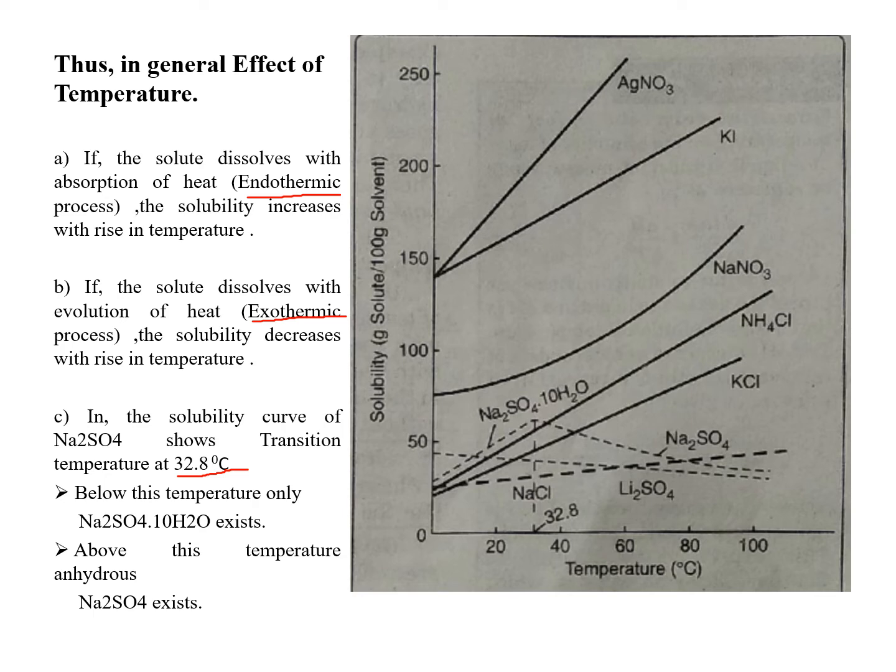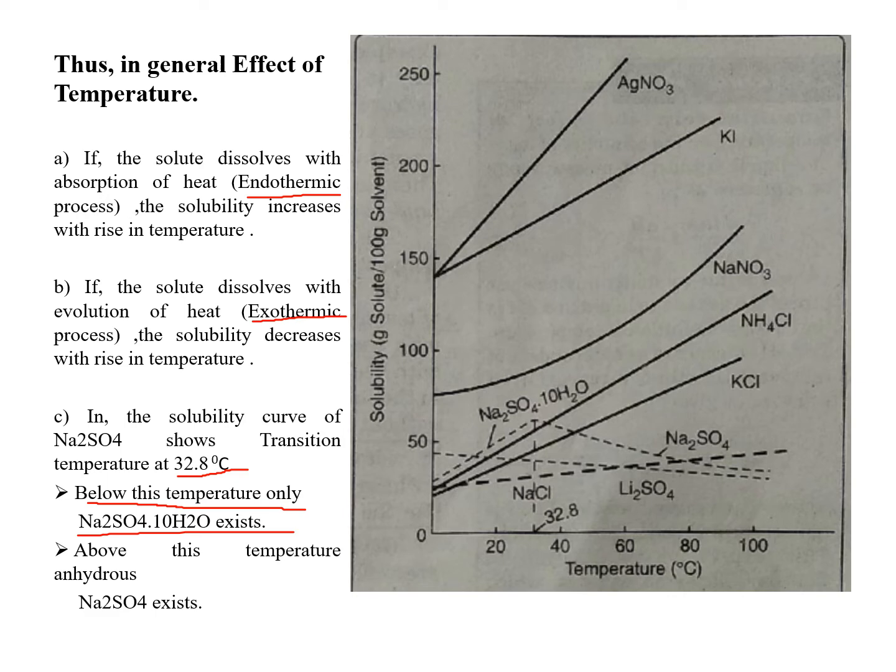After 32.8 degrees Celsius, on increasing the temperature further, the solubility of Na2SO4 decreases. This is the irregular behavior of solubility when temperature increases. Now, below 32.8 degrees Celsius, only sodium sulfate decahydrate exists.